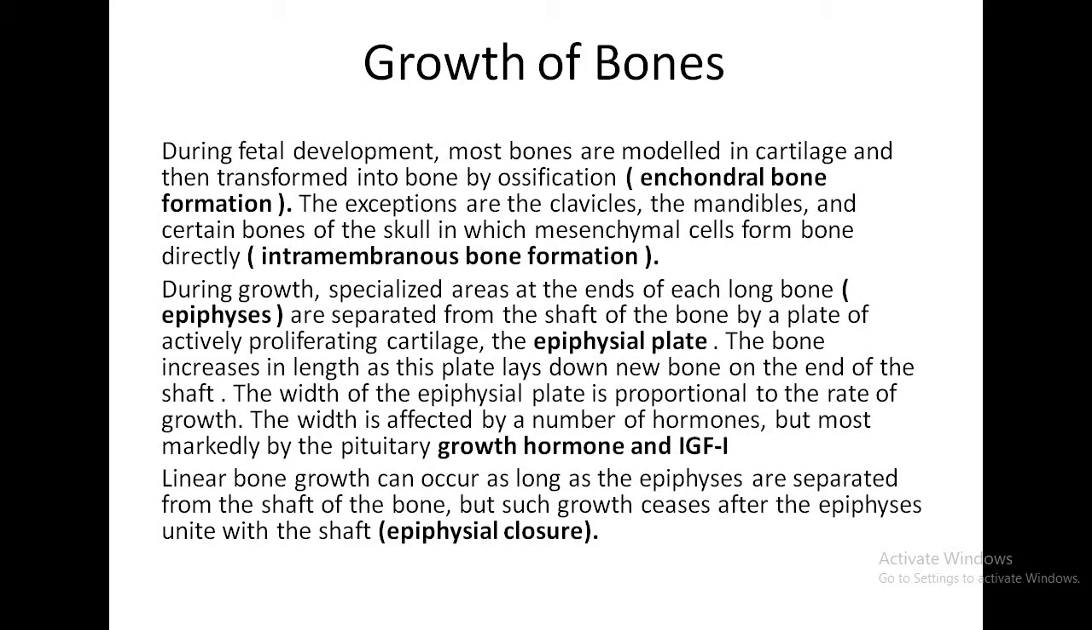During fetal development, most bones are modeled in cartilage and then transformed into bone by ossification. This is called endochondral bone formation. But the exceptions are the clavicles, the mandibles, and certain bones of the skull, in which bone is directly formed from the mesenchymal cells. This is called intramembranous bone formation.